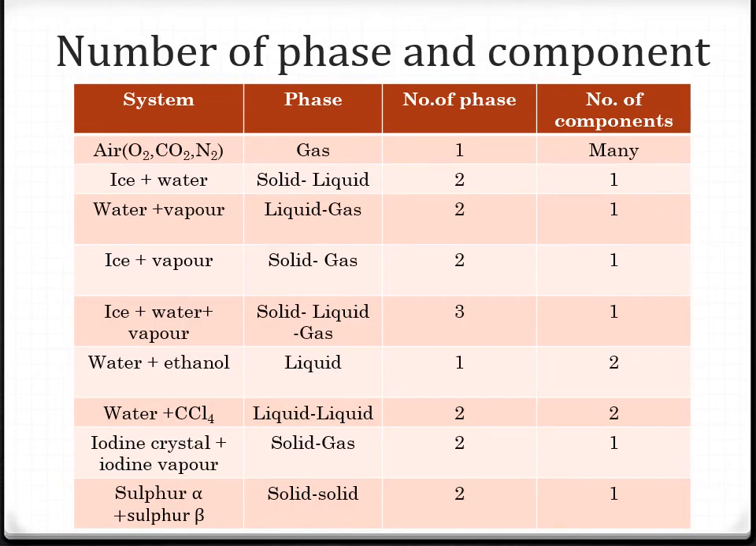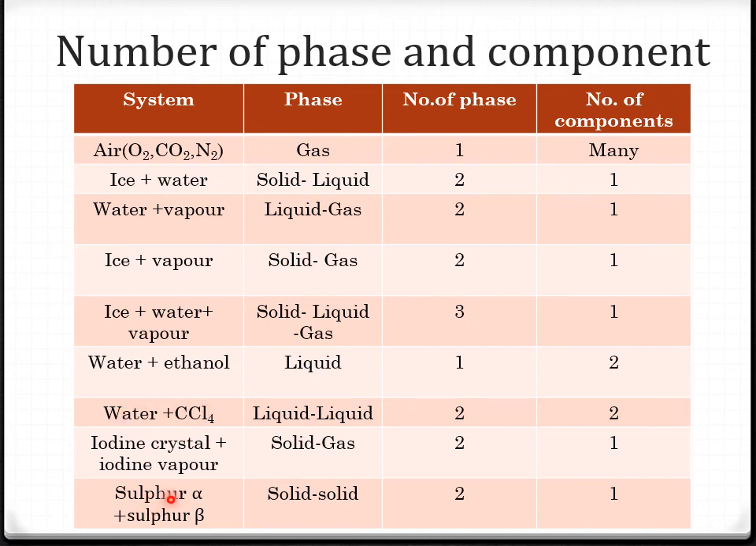The table shows the number of phases and components for a certain system. For example, a system containing gases of oxygen, carbon dioxide, nitrogen, nitrogen dioxide and nitrogen monoxide, and many more components. Second example, water and ethanol system. Both water and ethanol are liquids and involve two components in this mixture, water and ethanol. Next example, water and tetrachloromethane system. Both are liquids, but because they are immiscible with each other, there are two phases involved and two components.